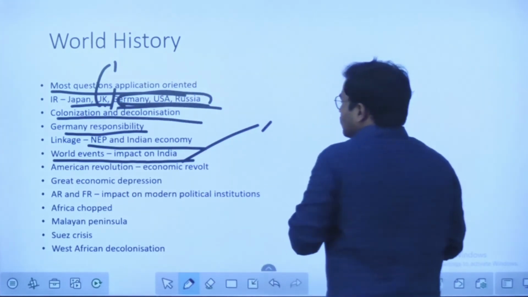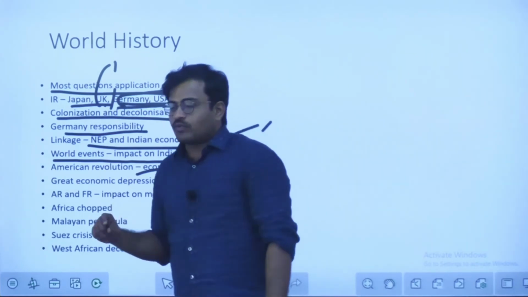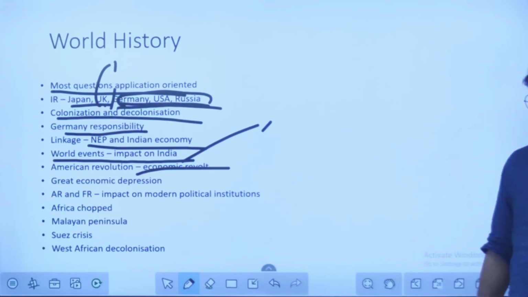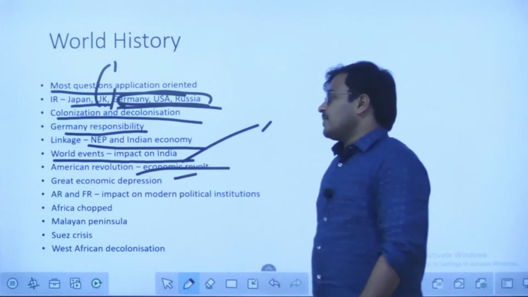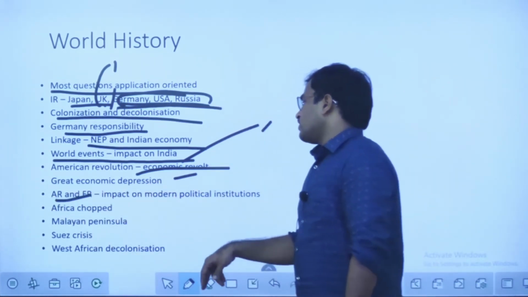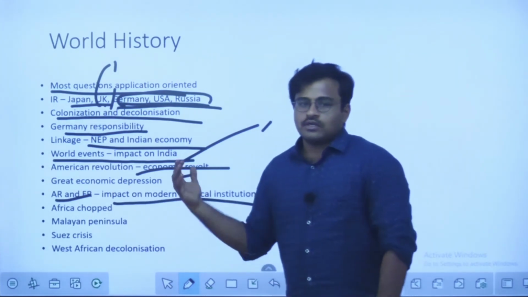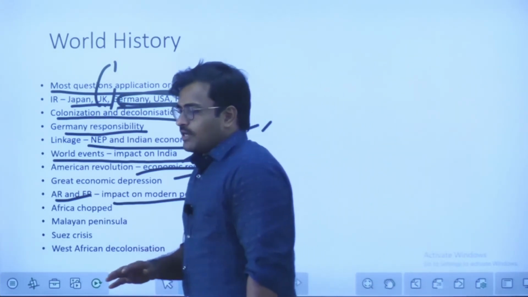Then only one question was asked: the American Revolution as an economic revolt of American capitalism against British mercantilism. Then there was a question on the Great Economic Depression and its impact. Then last year's question was this: the American Revolution and French Revolution and their impact on modern political institutions. See this question, what they did: they did not confine themselves to one chapter.